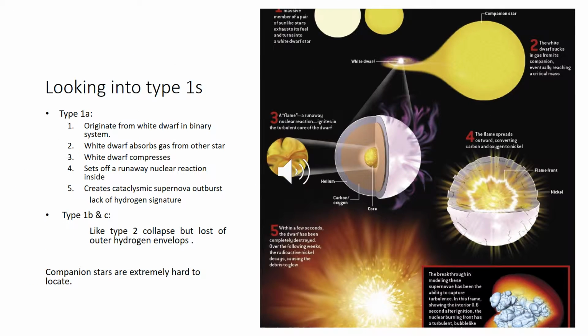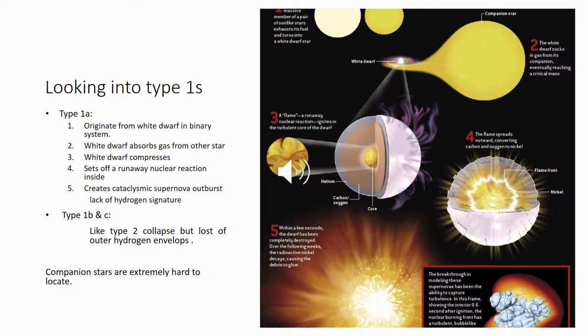Now let's look into the subtypes of type 1s, A, B, and C. There's also a diagram on your right hand side to help guide you along. The process of a type 1 supernova first originates from a white dwarf in a binary star system. Secondly, the white dwarf absorbs gas from the other star, the companion star. Third, the white dwarf compresses. Fourth, it sets off a runaway nuclear reaction inside of the core. Lastly and fifth, it creates a cataclysmic supernova outburst.